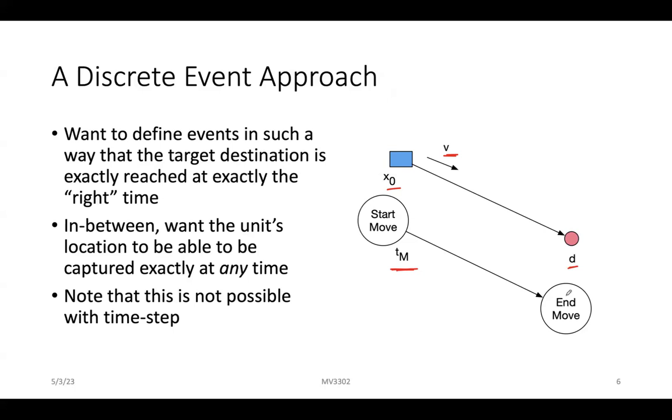Now understand that this arrow here is not like this arrow here. If we're traveling in a straight line, our unit is physically moving along this line here. And here, we're not moving along any line. Here, we have scheduled an event on the event list, the end move event, which is going to occur TM time units later.